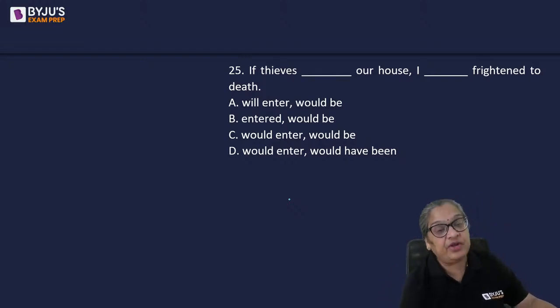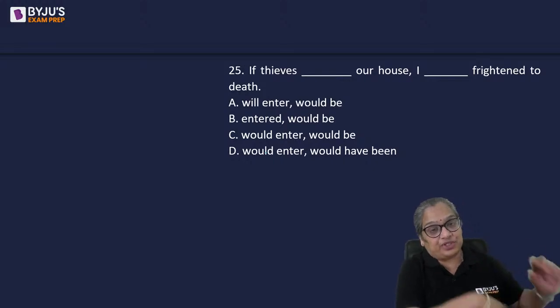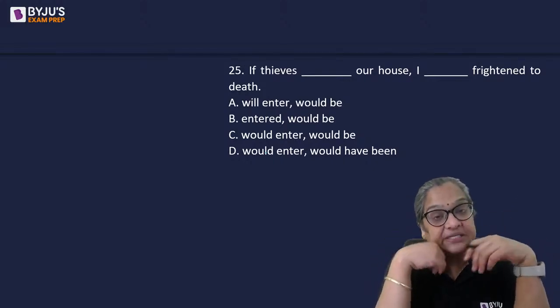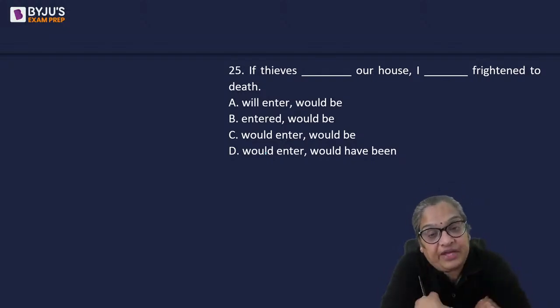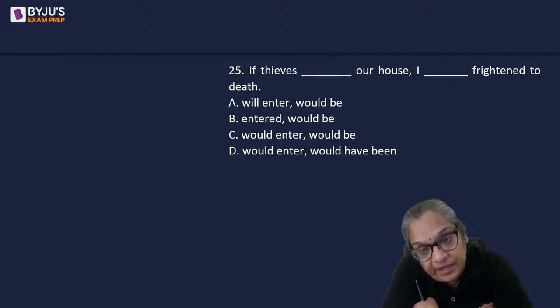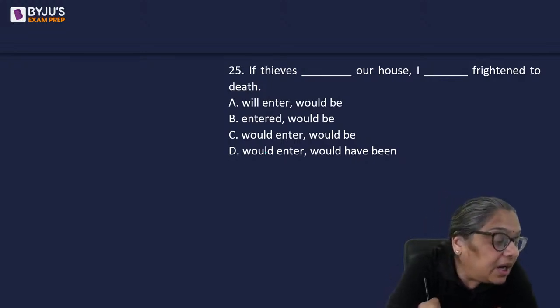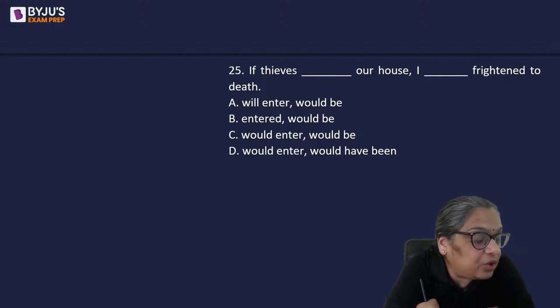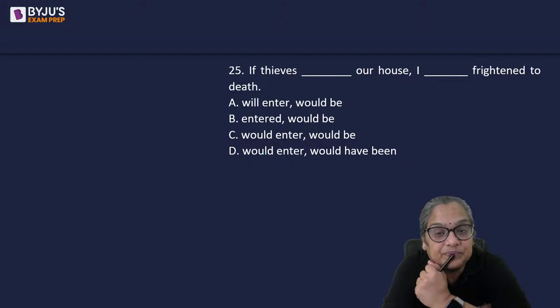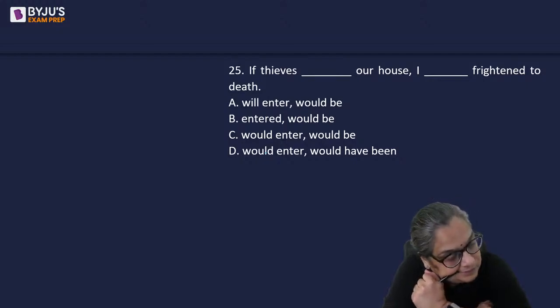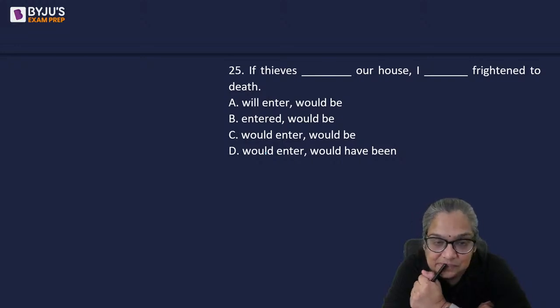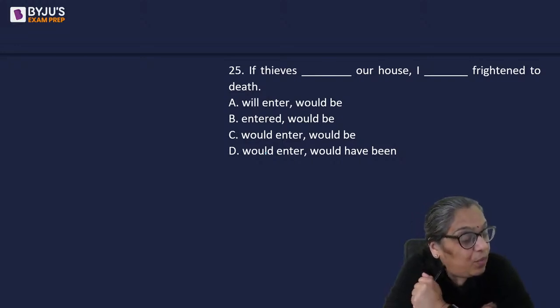Conditional sentence. Whenever you have a question on tenses or on conditional sentences, which one is correct? If thieves will enter our house, I would be frightened to death. If thieves entered our house, I would be frightened to death. If thieves would enter our house, I would be frightened to death. Or if thieves would enter our house, I would have been. So far, I'm getting two kinds of answers, B and C. 50-50. More C's now, suddenly.